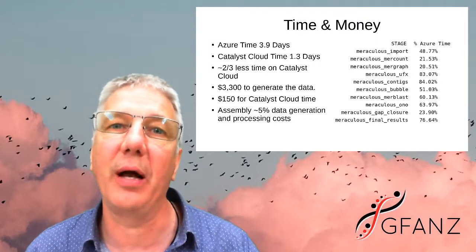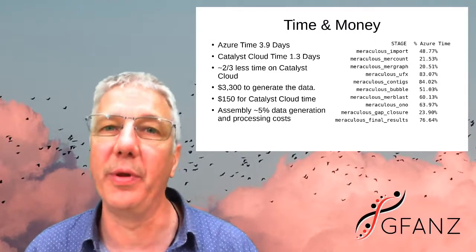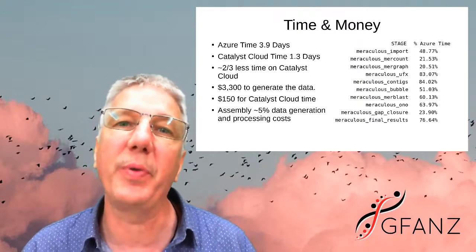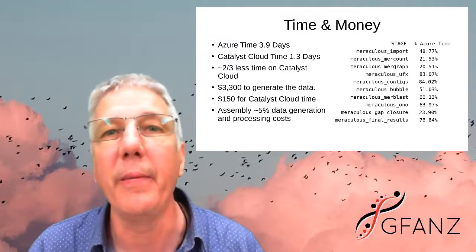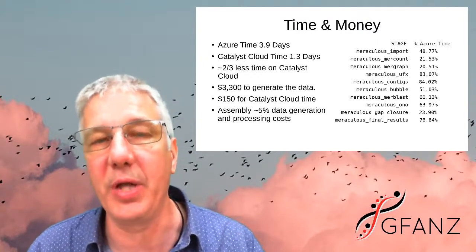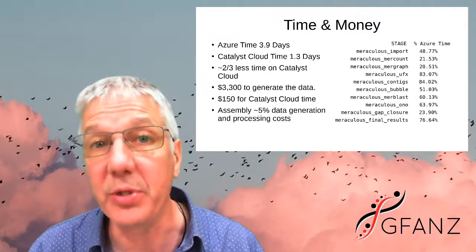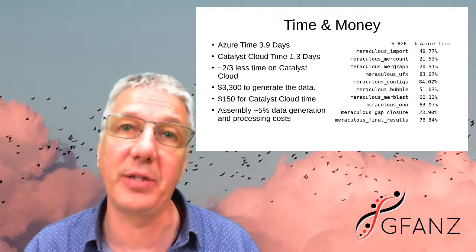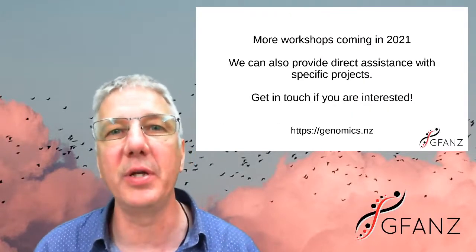On the right-hand side of the screen, we see the time that it took to do each step on the Catalyst Cloud computed as a percentage of the time it took on the Azure Cloud. This is because every step took less time in the Catalyst Cloud, and it makes for an easy way to compare. So if you look at the second to the last step, the gap closure step, that was by far the longest step in the entire process in both systems, but you see that it took substantially less time on the Catalyst Cloud.